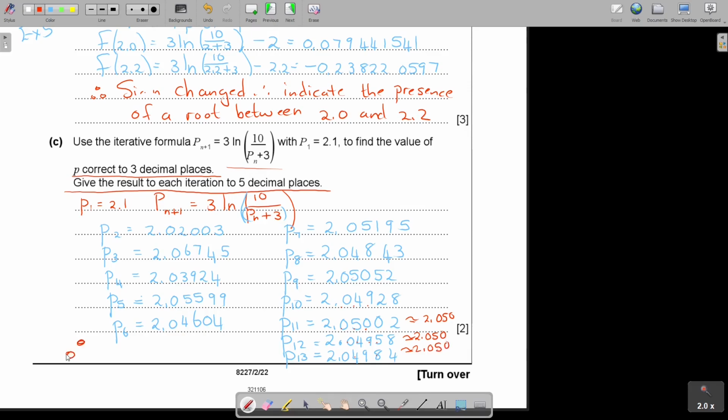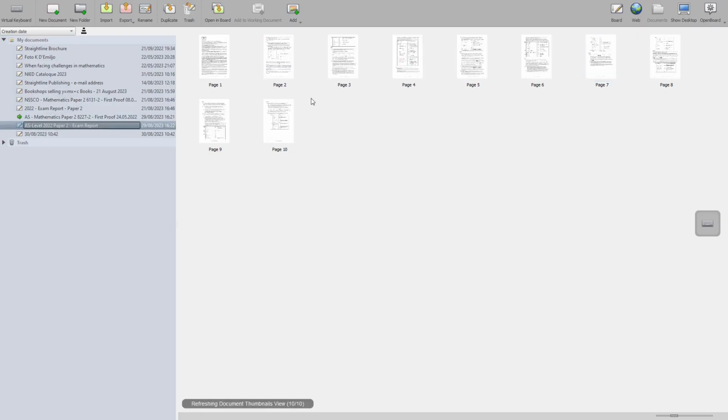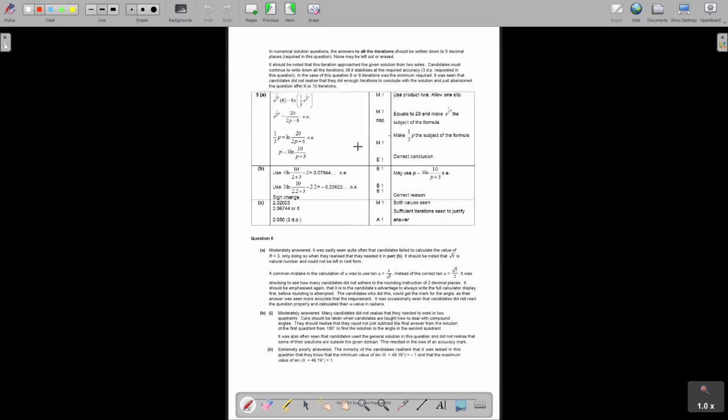But therefore, end with that. P is equal to 2.050. Very important: 3 decimal places. And that is your final answer. Let's go to the report and see what the report is saying to us.